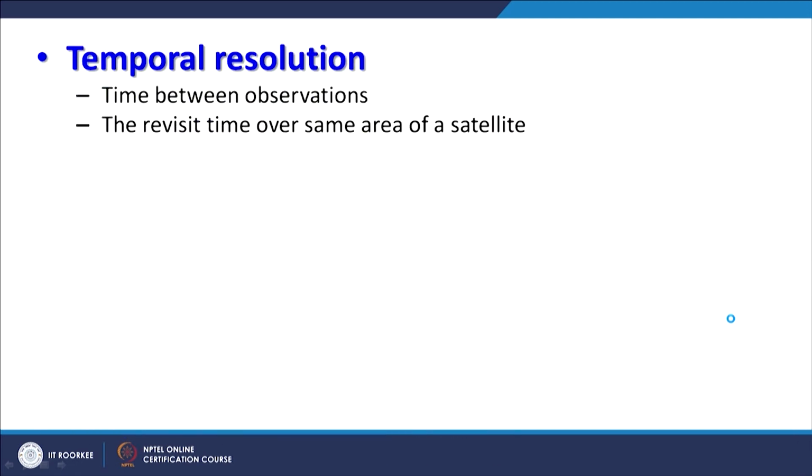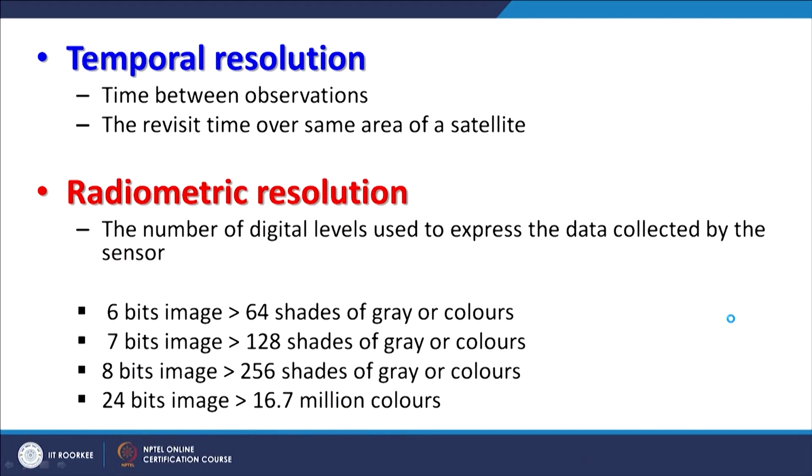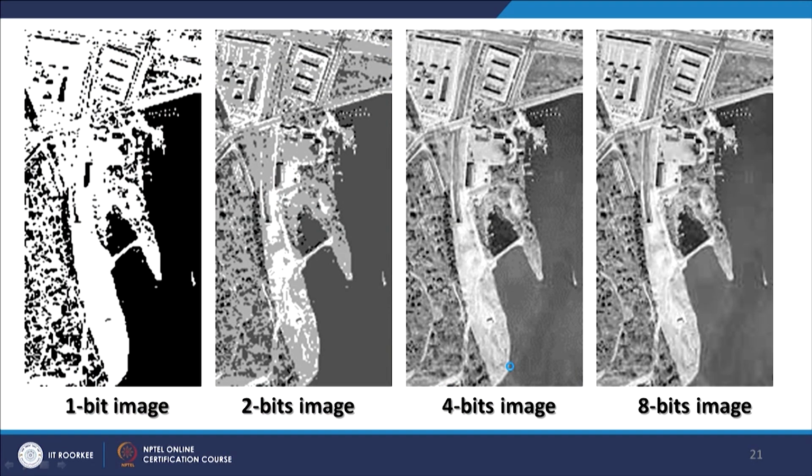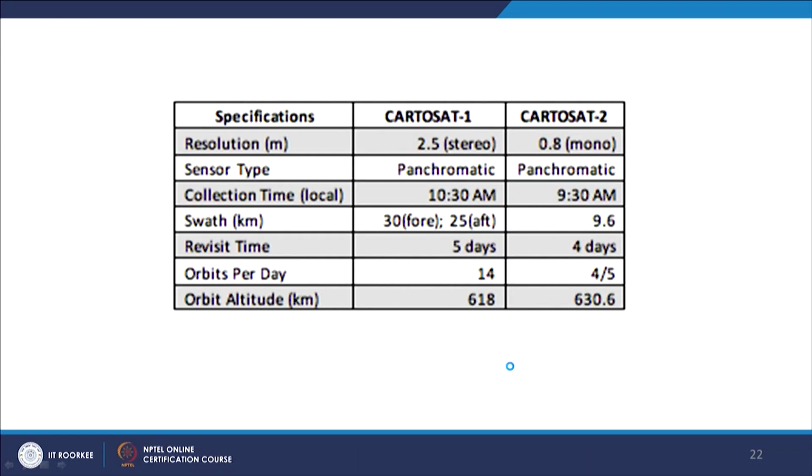Now, we will also discuss a little bit about temporal resolution, that is the time between observations, or repetitivity or revisit time of a satellite over the same area. Radiometric resolution we have already discussed. When we go for 24 bits, this is 16.7 million colors, 8 bits is 256, and likewise you get this example we have seen from radiometric resolution. And in the last slide of this discussion, I am comparing two Cartosat sets. The resolution in one is 2.5 meter, another one is 0.8 meter. So, now from meter we are going to basically centimeter.